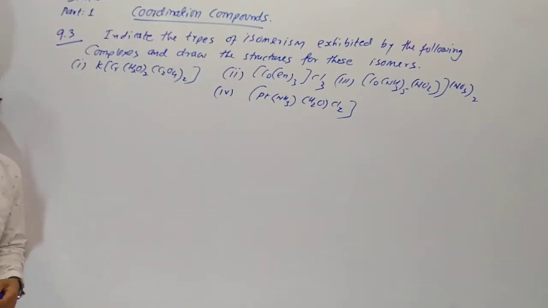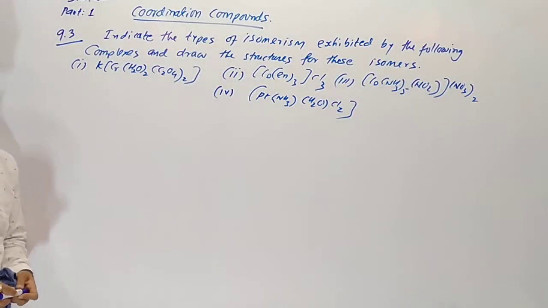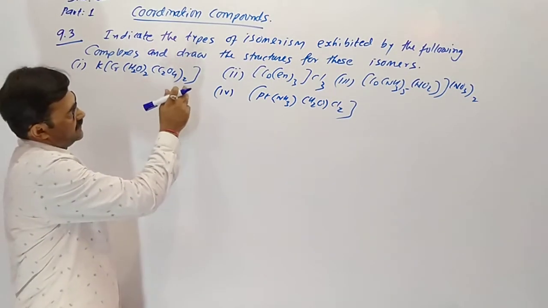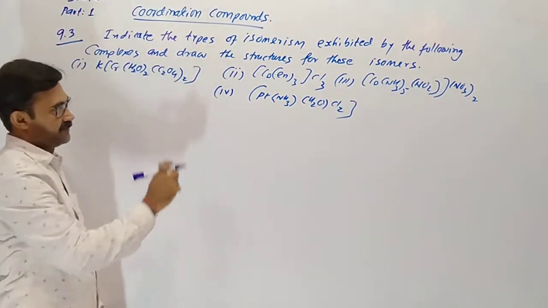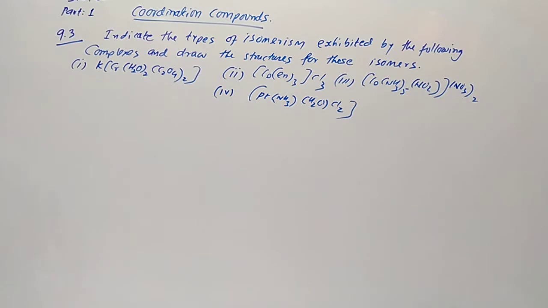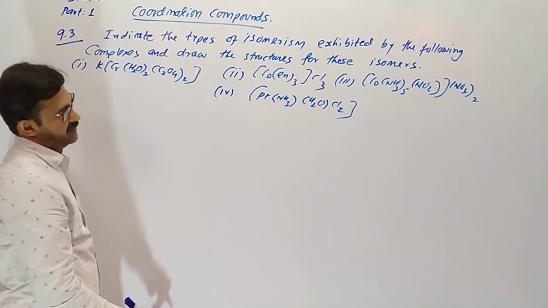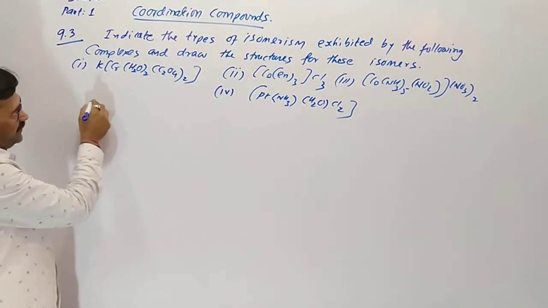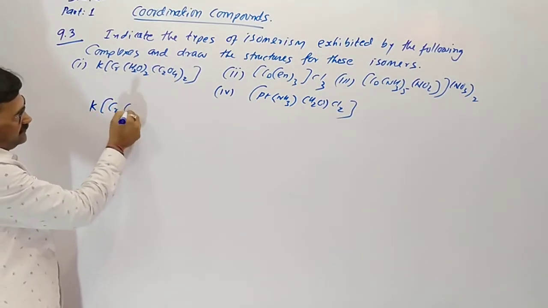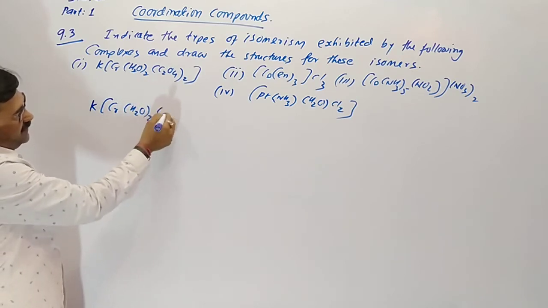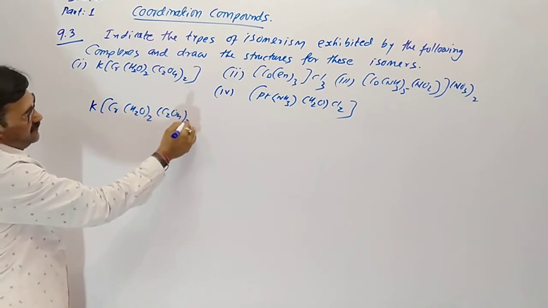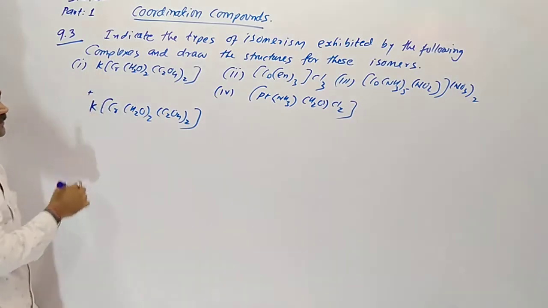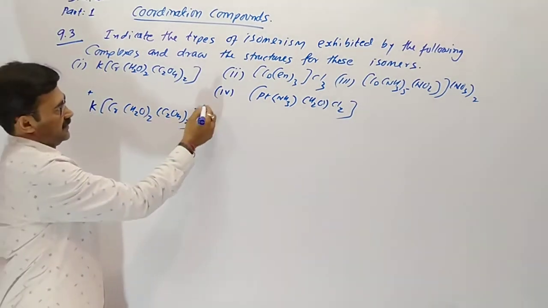Today we are in our in-text question 9.3. Indicate the types of isomerism exhibited by the following complexes and draw the structure for these isomers one by one. The first one: K[Cr(H2O)2(C2O4)2].